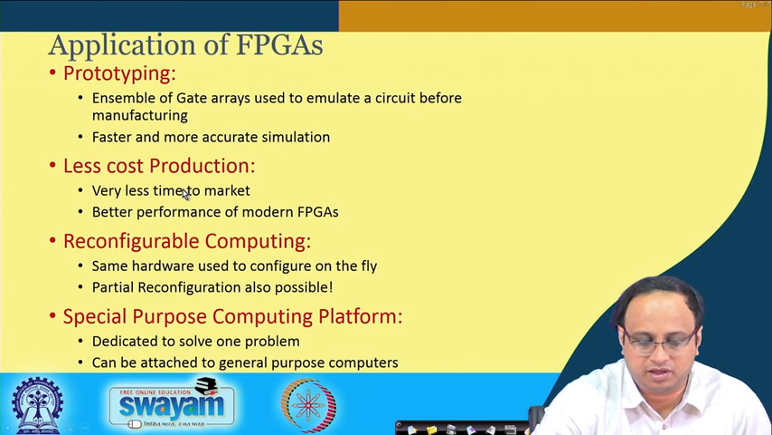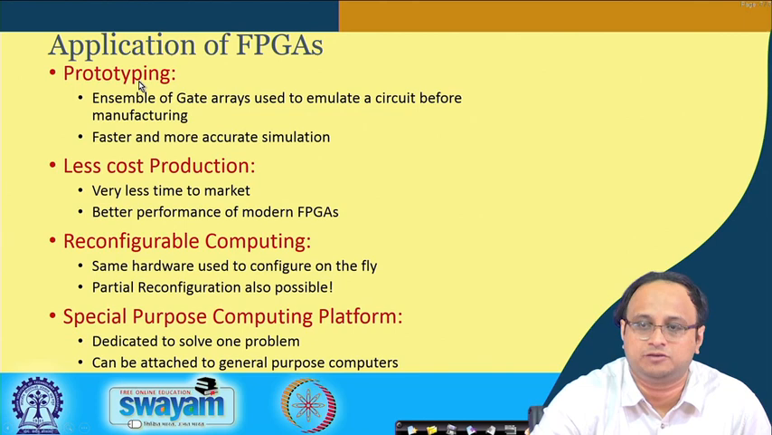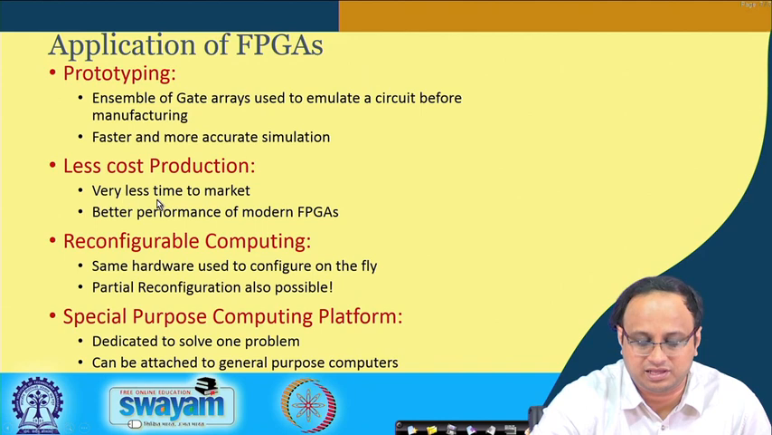Here, before that, I have enlisted some applications of FPGAs. For example, I think that one of the biggest advantages of FPGA is to prototype. Before you go into commercial deployment of an ASIC, as I said, ASIC is costly, you would like to prototype your design. You would like to see whether your design works fine or not. There is a huge application of FPGAs. Okay. And the production cost is less, because there is a very short time to market. You can get better performance, and the modern FPGAs are improving in leaps and bounds. So, the gap between ASICs and FPGAs is getting smaller and smaller.